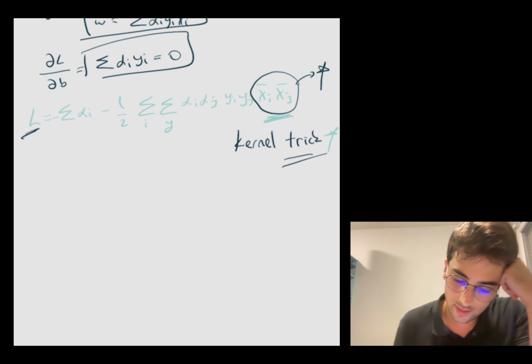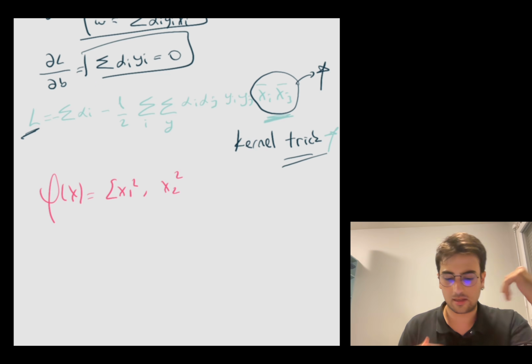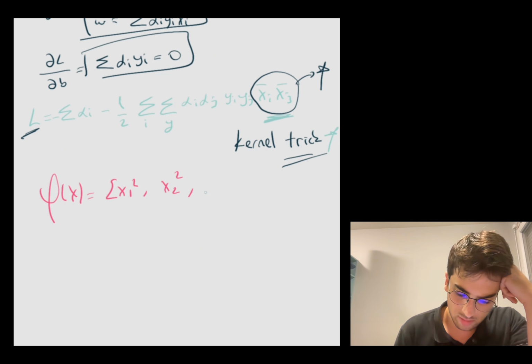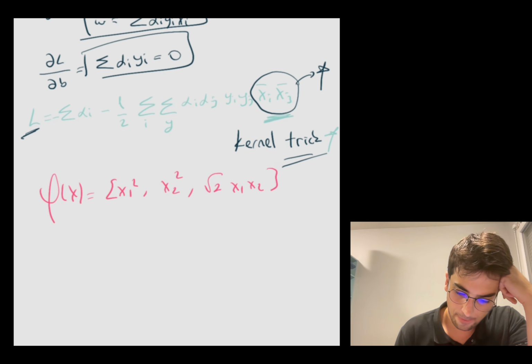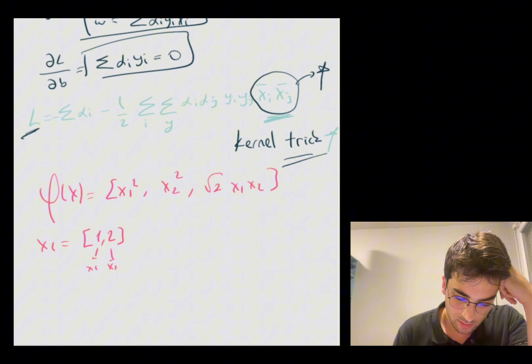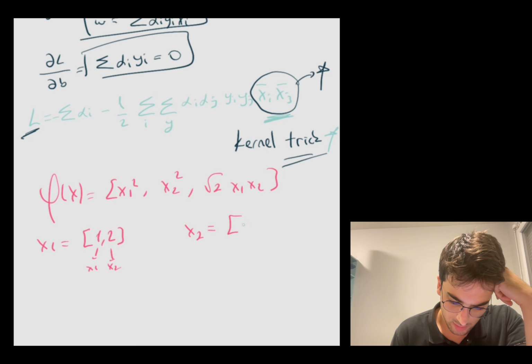One quick example. Let's say our transformation function phi of x is just this one: x1 square, as I told you, like we converted our data to a bigger dimension, right? And square root of 2 x1 x2, right? Let's say our data point x1 is basically 1 and 2. This is the x1 value of x1, x2 value of x1, right? And let's say our data point x2 is 3 and 4. This is the x1 of x2 and this is the x2 of x2.